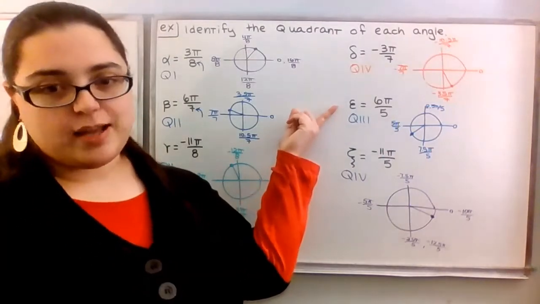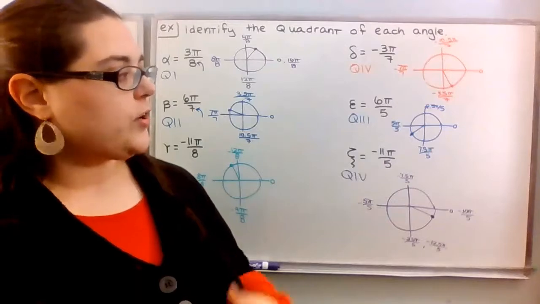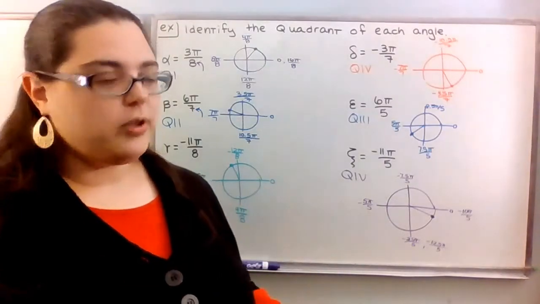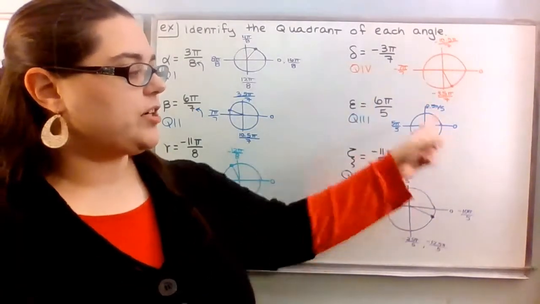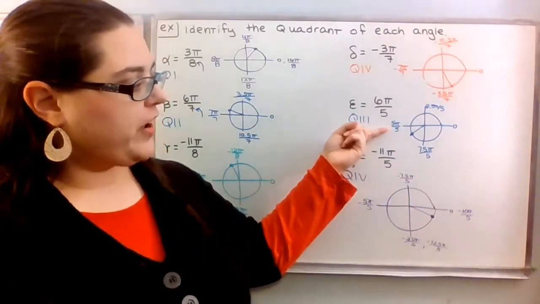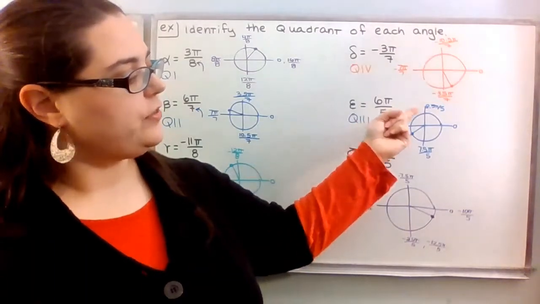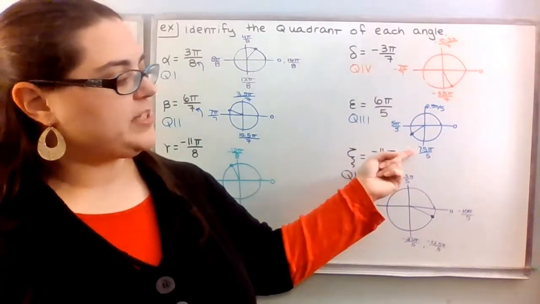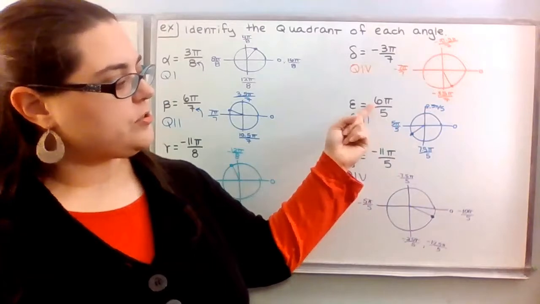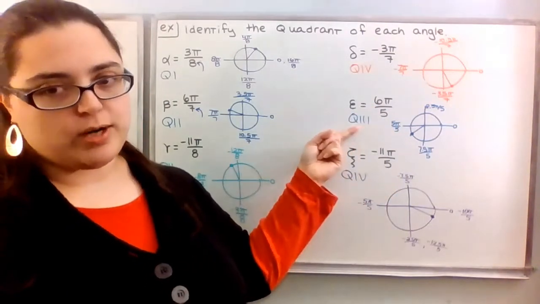This Greek letter is epsilon. So epsilon was 6 pi over 5. So I did the same thing as normal. I went in a counterclockwise direction because we had a positive angle. And 5 pi over 5 was over here where pi is. Half of that is 2.5. And 5 and 2.5 gave me 7.5. So 6 is going to be between 5 and 7.5.